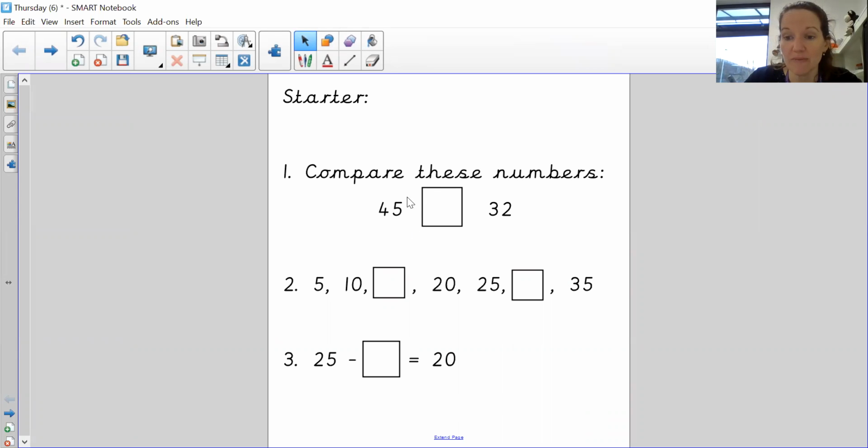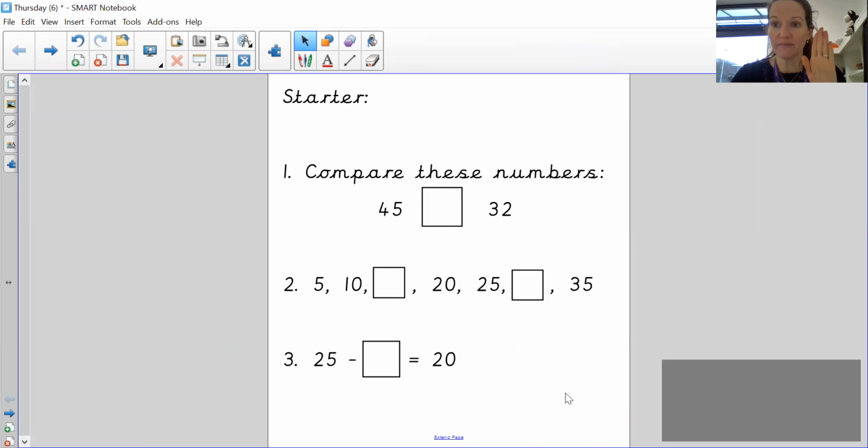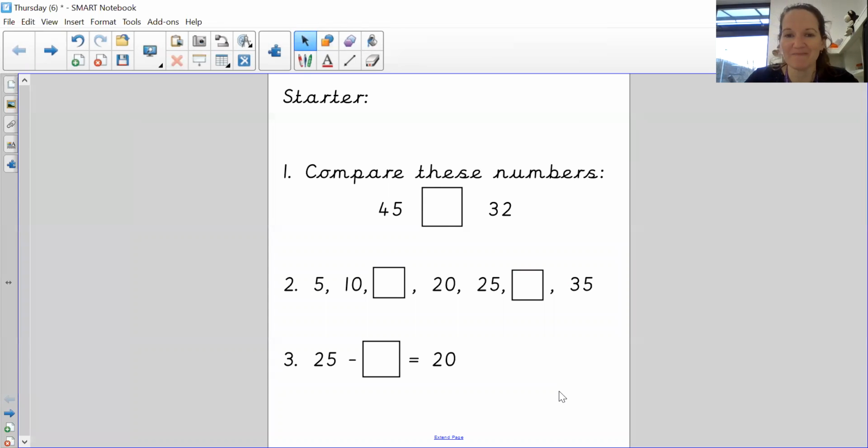So we have this number and this number. You need to put in the symbol. Remember, we have the greater than, less than, or equals. And then number 2, you have a missing number. And number 3, you have a missing number, okay? So pause the video, and then I'll go over the answers when you're ready.